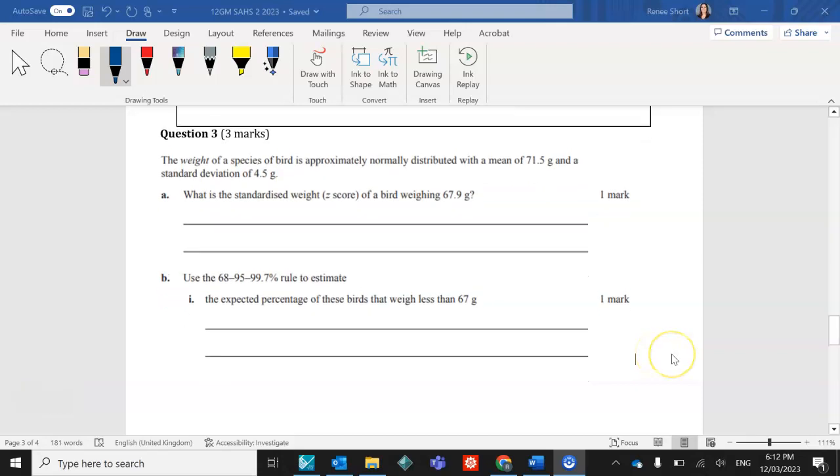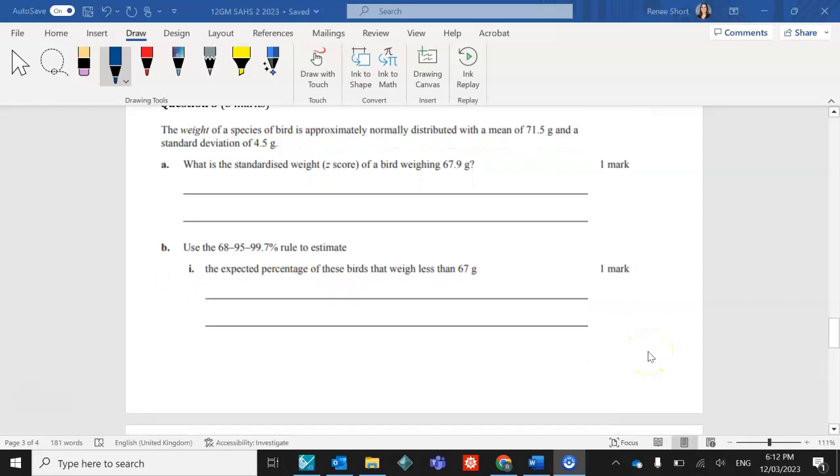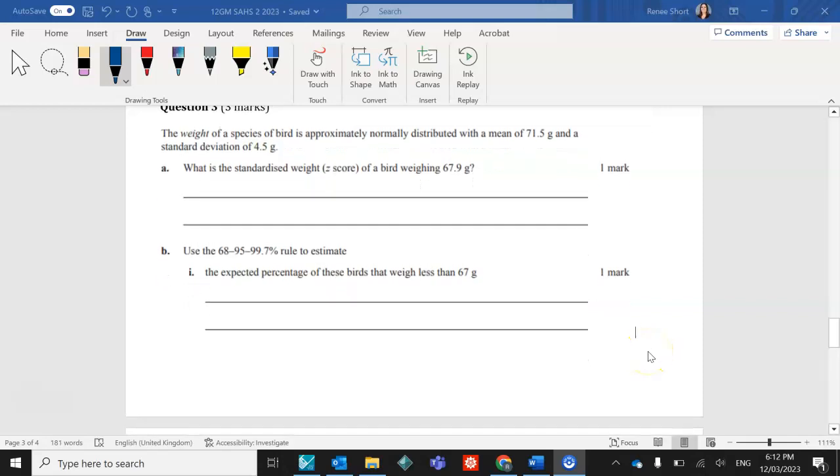Okay, we'll finish off going through short answer homework sheet 2. Question 3 was another normal distribution standard deviation question for us because I think this is a skill that we really need to practice. It says here that the weight of a species of bird is approximately normally distributed with a mean of 71.5 grams and a standard deviation of 4.5 grams.